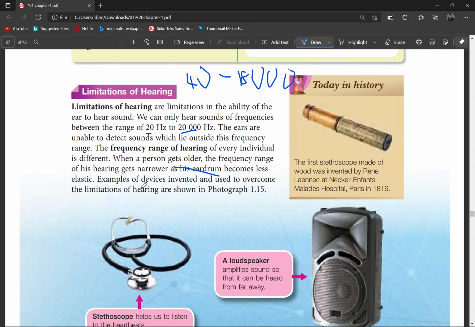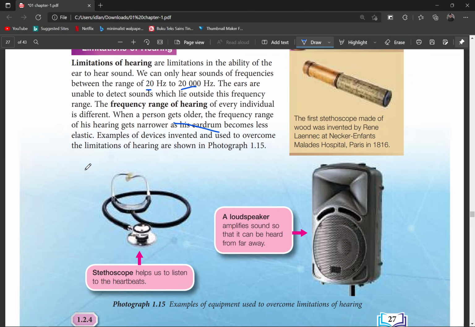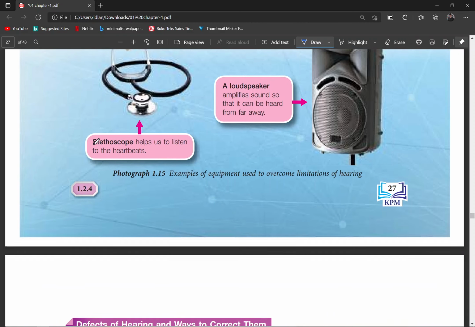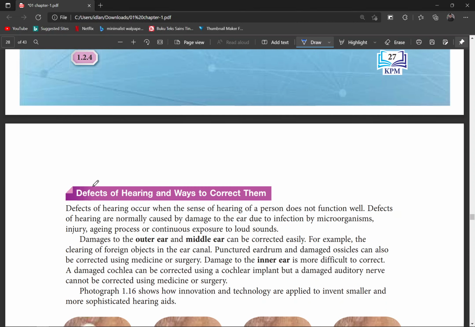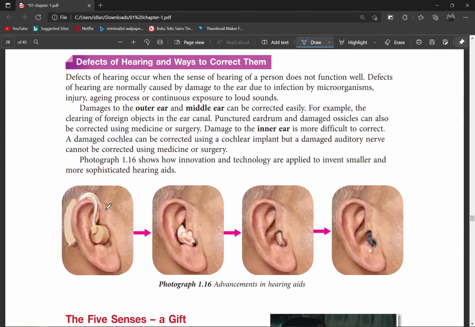Okay, there's some sort of devices that can overcome this problem or limitations of hearing, which is a stethoscope, or a loudspeaker, or a speaker, or a microphone, or a headphone. Okay, the effects of hearing and ways to correct them. Okay, penting. Ni dia cakap pasal infection by microorganism, injury, aging process, or continuous exposure to loud sound. Dia paling crucial lah, paling crucial.